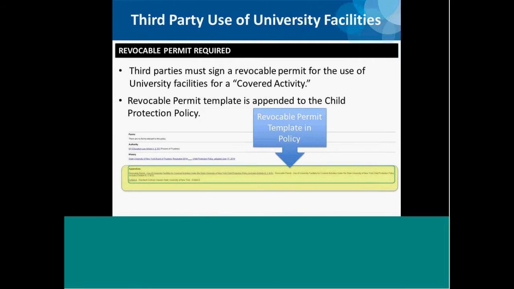A revocable permit is required for third-party use of university facilities for covered activities. There is a special revocable permit that must be used under the Child Protection Policy, and that permit is attached to the policy. This is a screenshot of the SUNY policy website, and you can see the link to the revocable permit under the Appendices section.